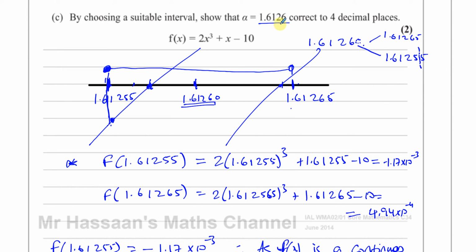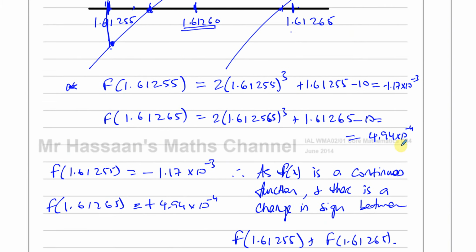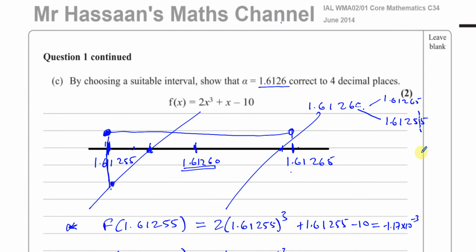And how do you find the upper and lower bound? You just do 1.61265 and 1.61255, and those are the upper and lower bound, and you show that there's a change in sign somewhere between those. Therefore it rounds to 4 decimal places. So that's question number 1. I went a bit off on a tangent here explaining, but I want people to understand.